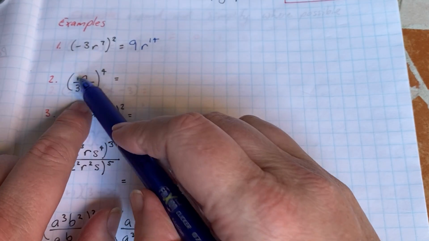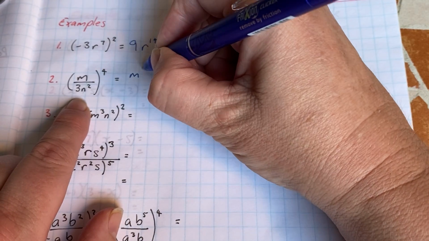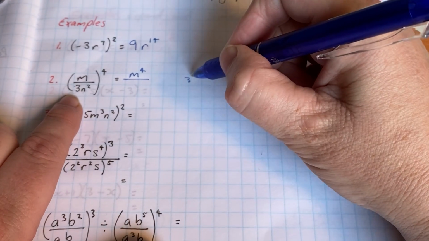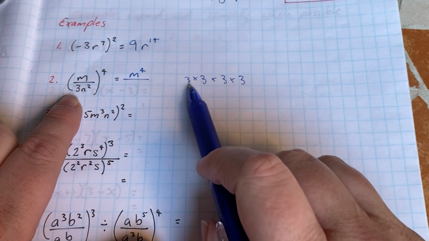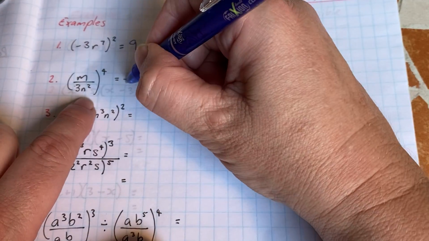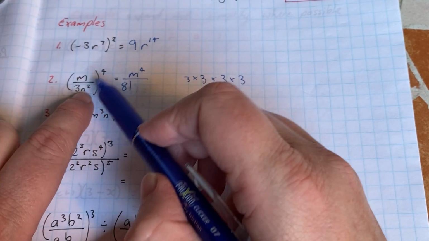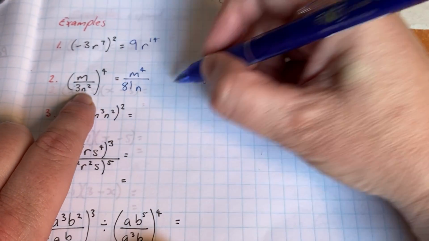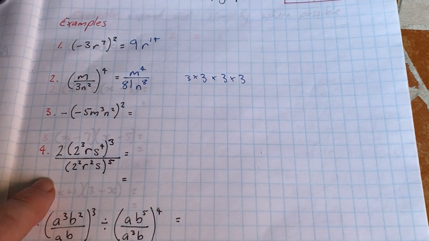So this 4 just goes on to everything inside these brackets. So m to the 4 is our numerator. In the denominator, we've got 3 to the 4. So 3 times 3 times 3 times 3. You can do it in your calculator. 3 3s are 9, 3 3s are 9, so it's 9 times 9, so it's 81. So for a coefficient, you just raise it to the power. N squared to the power of 4, remember brackets mean multiply powers, so 2 times 4 is 8. And that's our answer for that one.